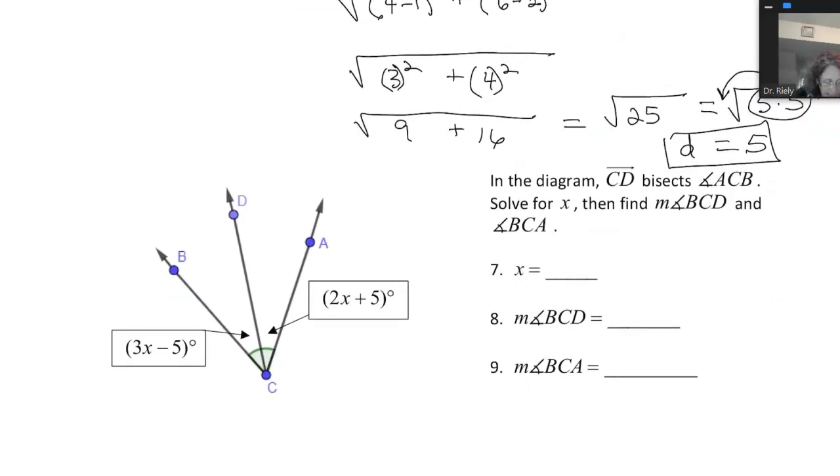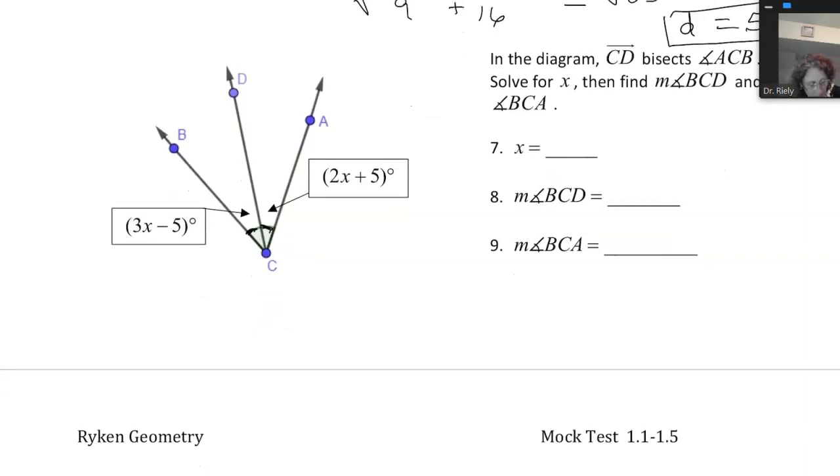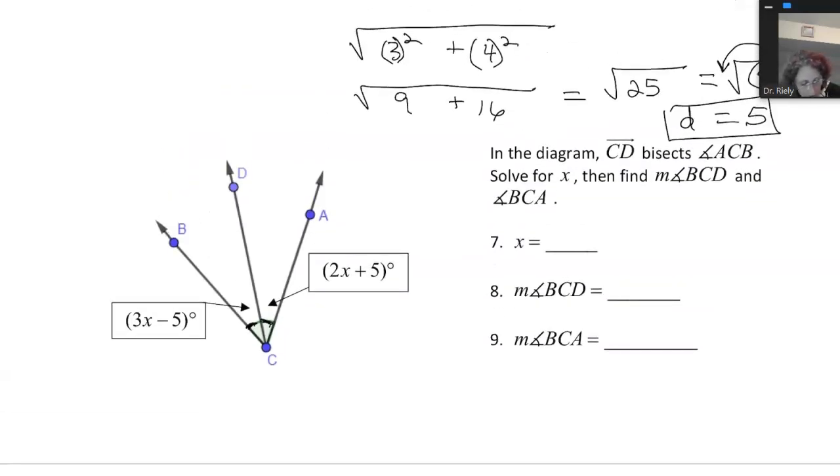Okay, in the diagram, CD bisects angle ACB. Okay, if it bisects, I know that this angle right here is equal to this angle right here. They're both the same. They want me to find x and then also find 2 other angles. So I find x by setting these 2 items equal to each other because I know when an angle is bisected, it divides the angle into 2 equal parts. So let's start doing our math over here. So I have 3x minus 5 equals 2x plus 5. I'm going to subtract 2x from both sides.